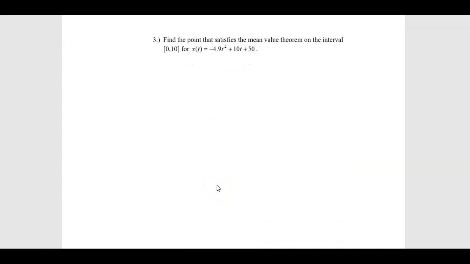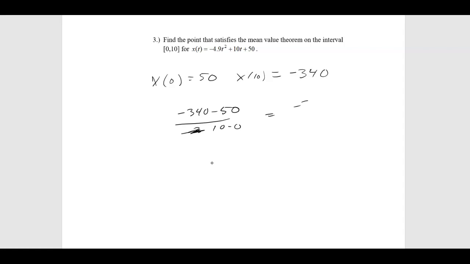All right, and for the third example, we have kind of a classic projectile motion problem, although I picked a funny interval. You're looking at negative 4.9t squared plus 10t plus 50 from 0 to 10. So I find, and this time I used t, x is my position function, x of 0 equals 50, and x of 10 equals negative 340. And when I do the slope, I do negative 340 minus 50 over 10 minus 0, which gives me negative 390 over 10, which is negative 39.